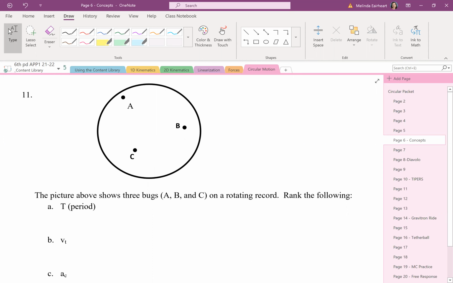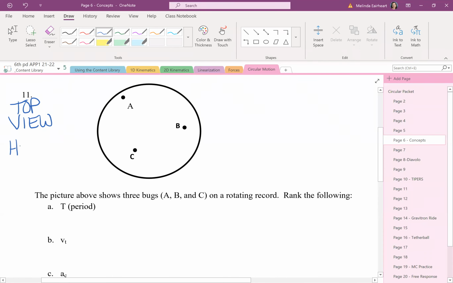And so here, this is going to be a top view, okay, because this rotating platform is on some tabletop. It's making a horizontal circle. So notice they don't tell us. We kind of have to dive into the problem and evaluate what we're looking at. And it says we have 3 bugs, 3 blocks, 3 Santas, 3 people, whatever, on a rotating record. Rank the following: period, speed, and acceleration.